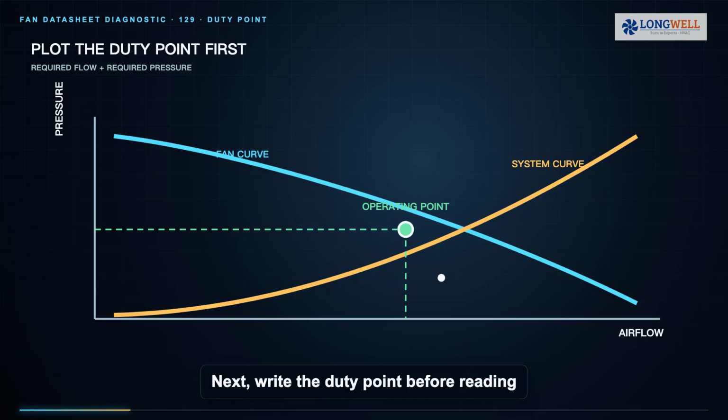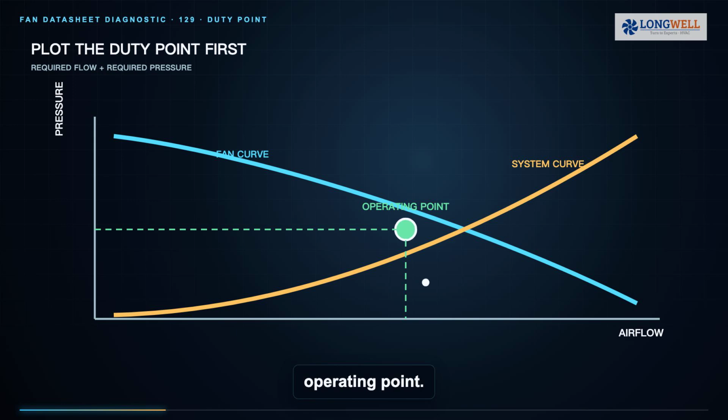Next, write the duty point before reading the curve: required airflow plus the pressure the fan must overcome. On a graph, airflow belongs on the horizontal axis and pressure on the vertical axis. The fan curve falls as flow increases, the system curve rises roughly with flow squared for a fixed system. Their intersection is the expected operating point. Maximum airflow and maximum pressure sit at opposite ends of the curve, so adding those two headline numbers creates a fan that does not exist.